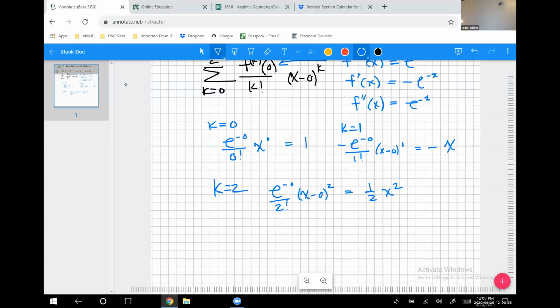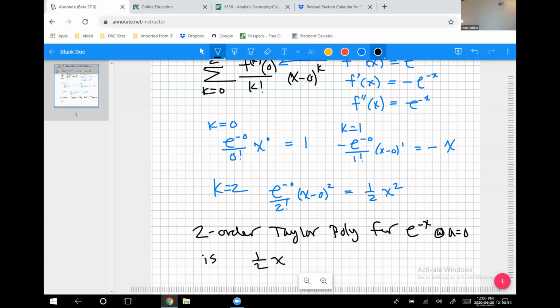So my resulting second order Taylor polynomial for e to the minus x at a equals 0 is 1/2 x squared. There's the highest degree term, minus x plus 1. And they may actually write that in ascending order, because since we got the first one first, the second one next. But if you look at it as a polynomial, it looks like that. So that's example 4.